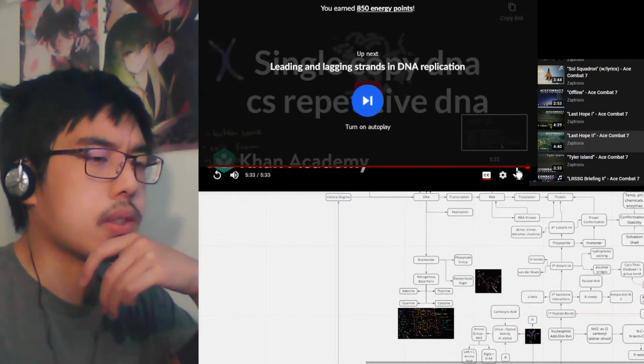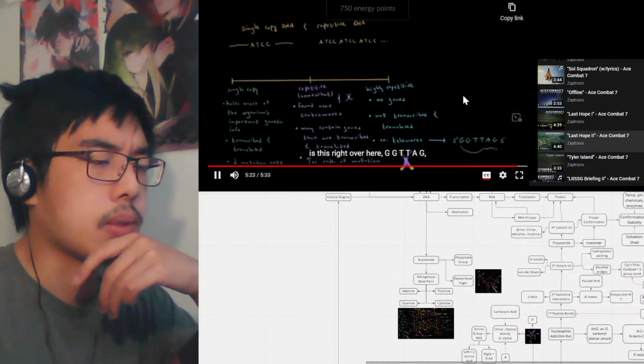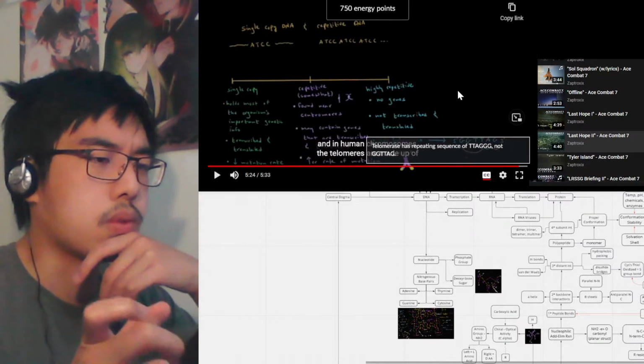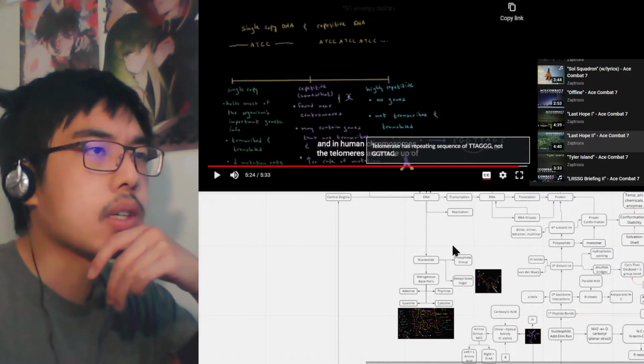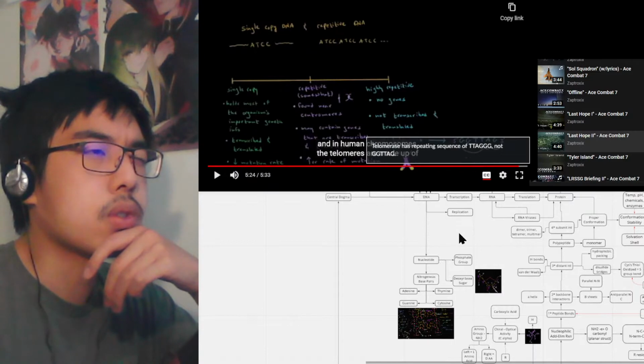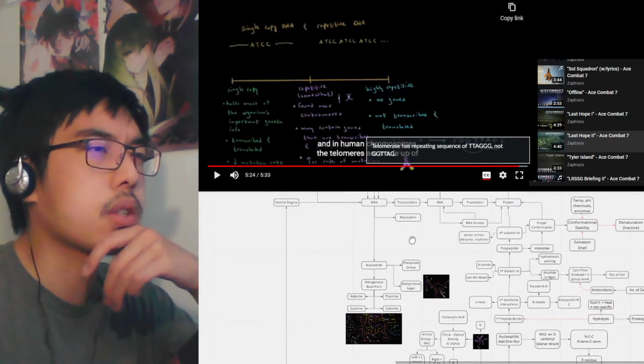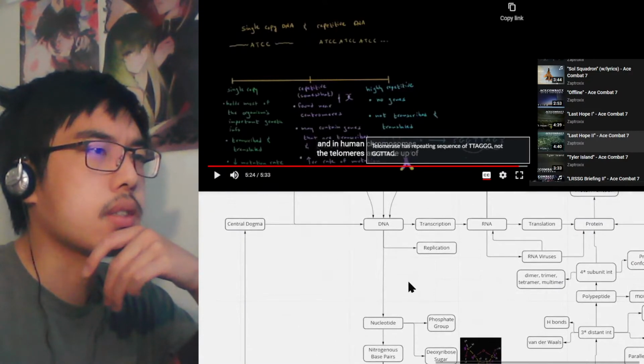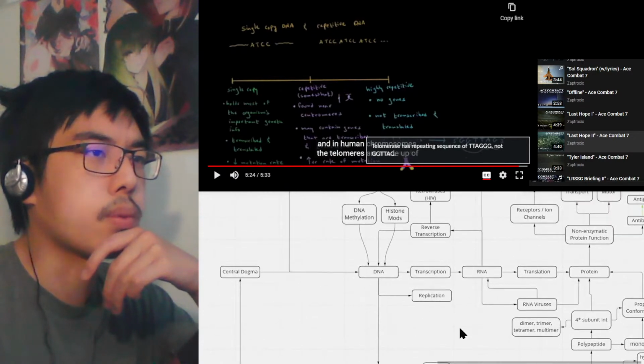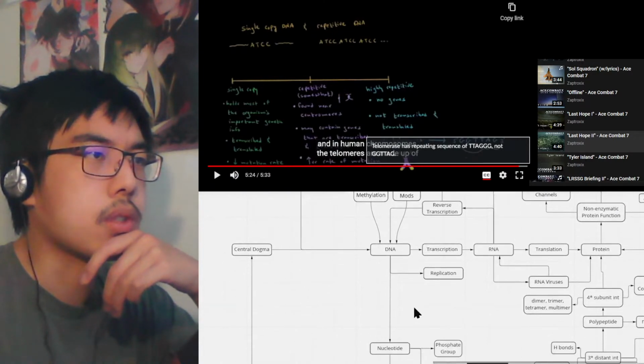I feel like it's like Huntington's, where there's a very specific repetitive sequence that gets too long, I think, or something, and then it really messes with your protein expression.